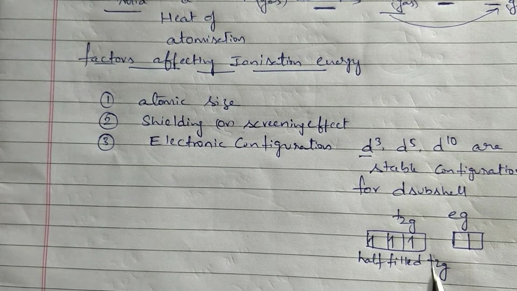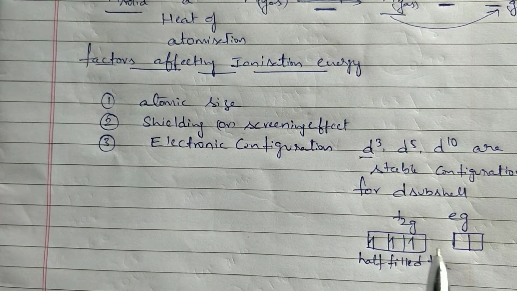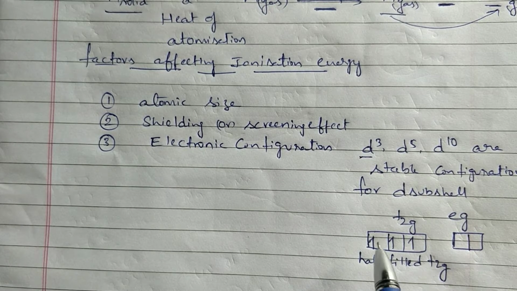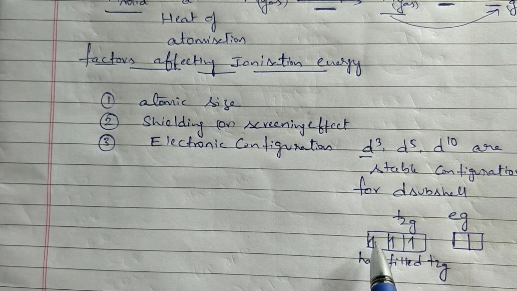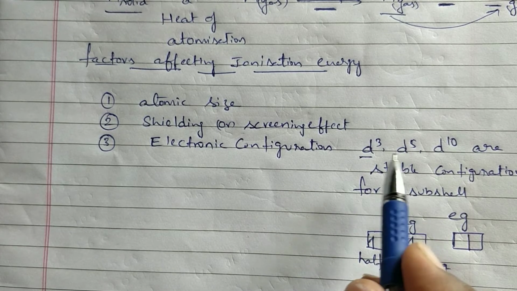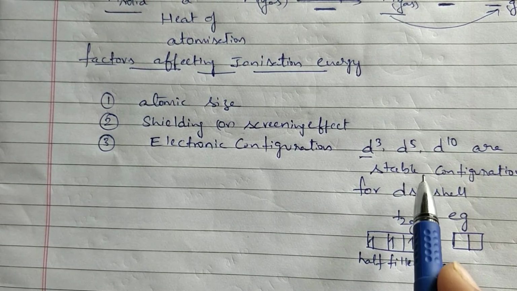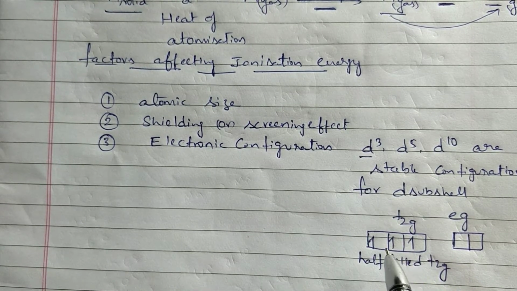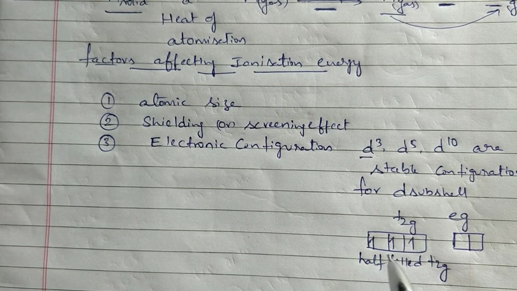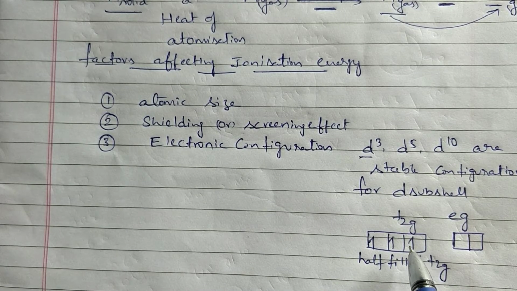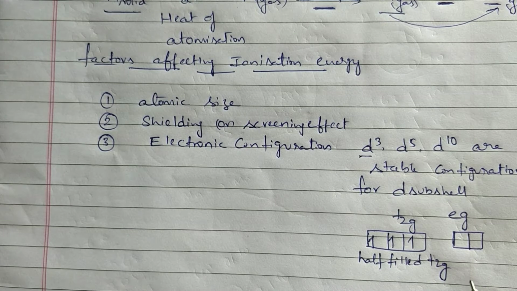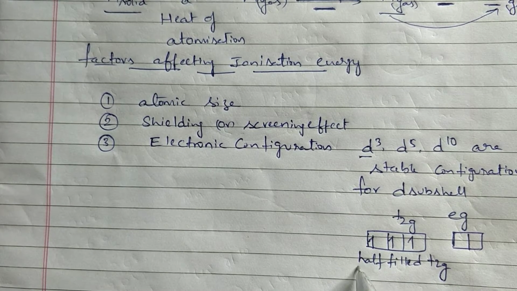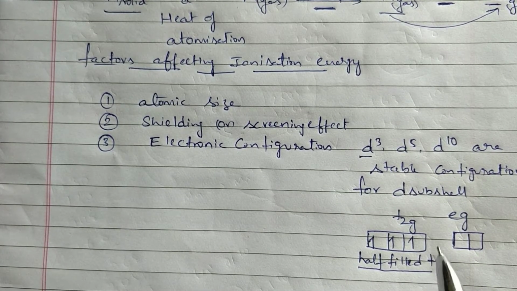But d6 will not come under completely filled t2g, because 2 electrons will enter here and 1 electron is coming here. That's why d6 configuration is not included in stable configuration. d6 configuration is not involved in stable configuration, but d3 configuration is involved because the t2g set is getting half filled. As it is a half filled t2g set, it is more stable.